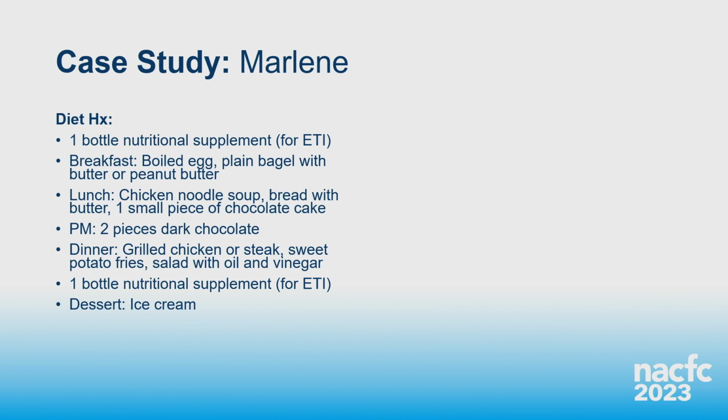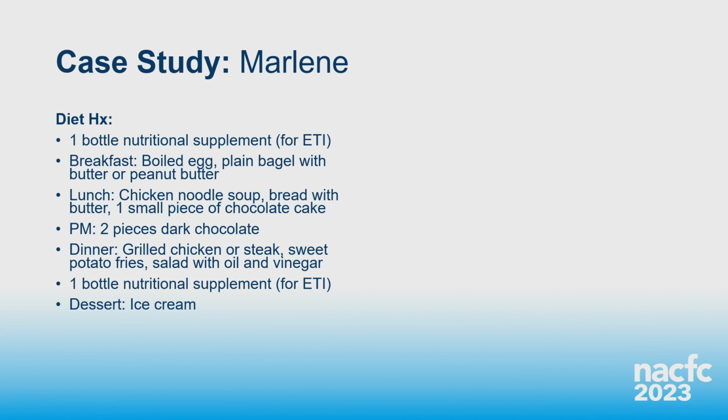Her breakfast was a boiled egg, a plain bagel with butter or peanut butter. She was having chicken noodle soup and bread with butter for lunch with a little piece of chocolate cake. She had a sweet tooth, so she was having a bit more chocolate in the afternoon. Her dinner was usually grilled chicken or steak with sweet potato fries and salad with oil and vinegar. And then for dessert, she was having ice cream most days.